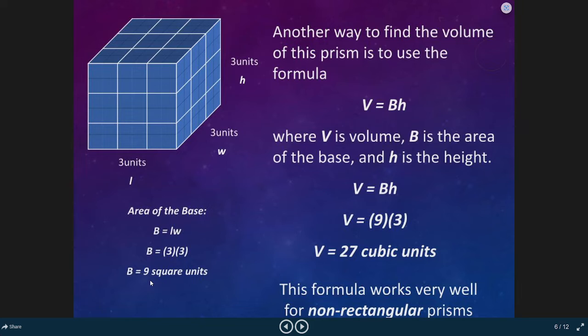Square unit. So here we use square units, not cubic, because we just get the base only. Why is it square? Because it's only the length and the width, the area. Very easy.